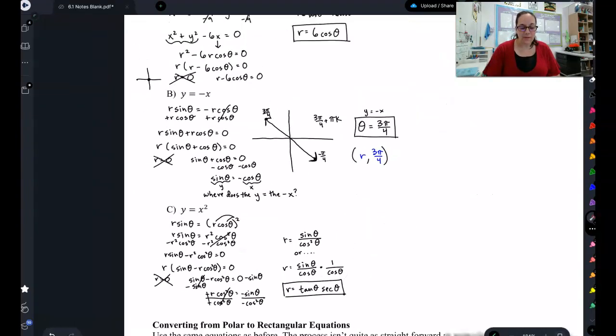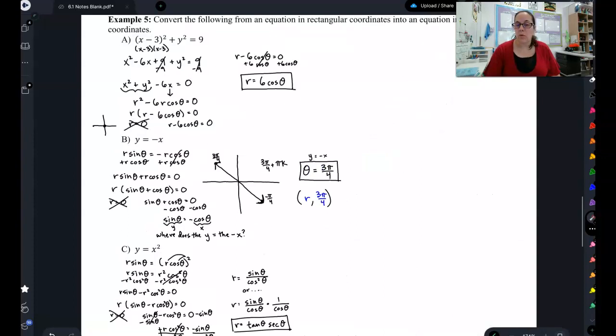So that is it for this video, where we turn x and y equations into r and theta equations. In the next video, we'll go the other direction. That'll be the last video for this lesson. We'll change r and theta equations into x and y equations.